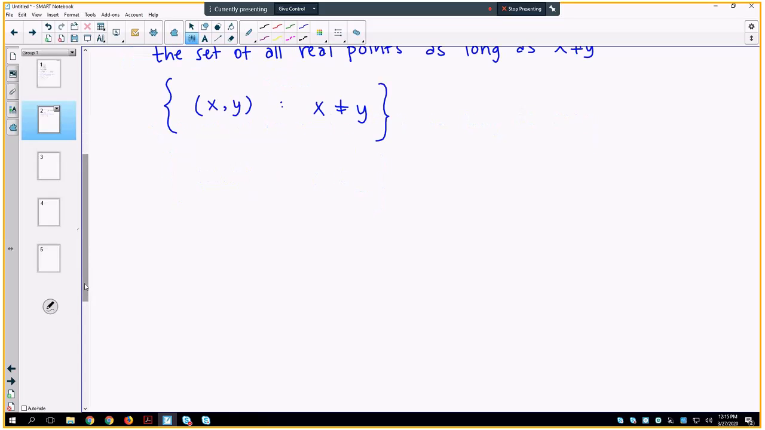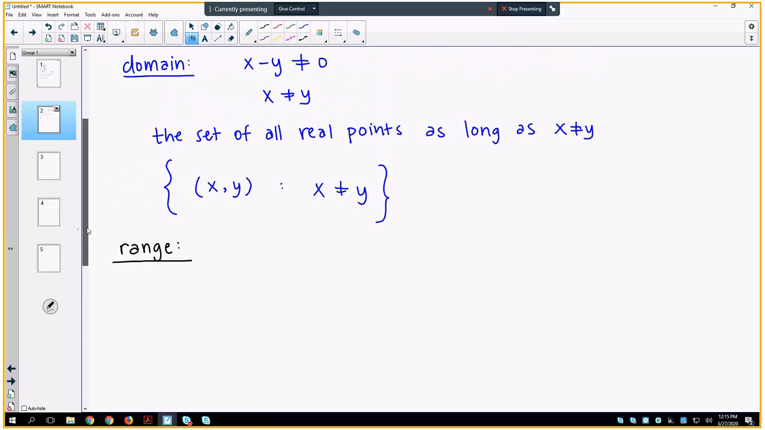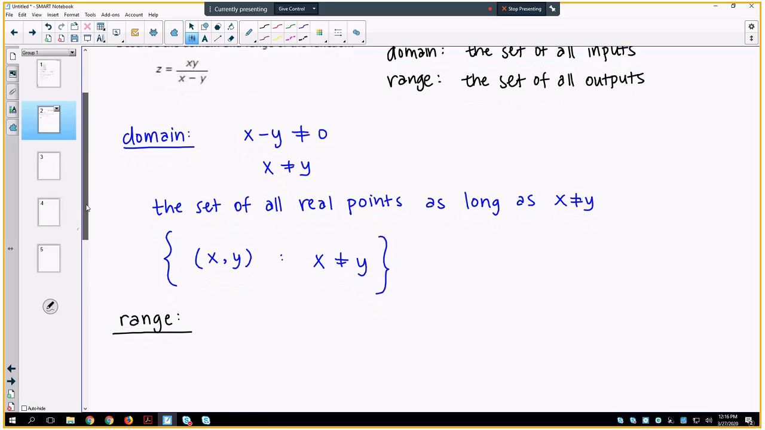Now I want to find the range. And the range is a bit trickier because I need to know all of the possible z's that I can get back by plugging in all of the possible ordered pairs x, y, where x and y aren't equal. And of course, there are uncountably infinitely many ordered pairs x and y that don't have x and y equal. So I have to be a little creative to kind of narrow this down.